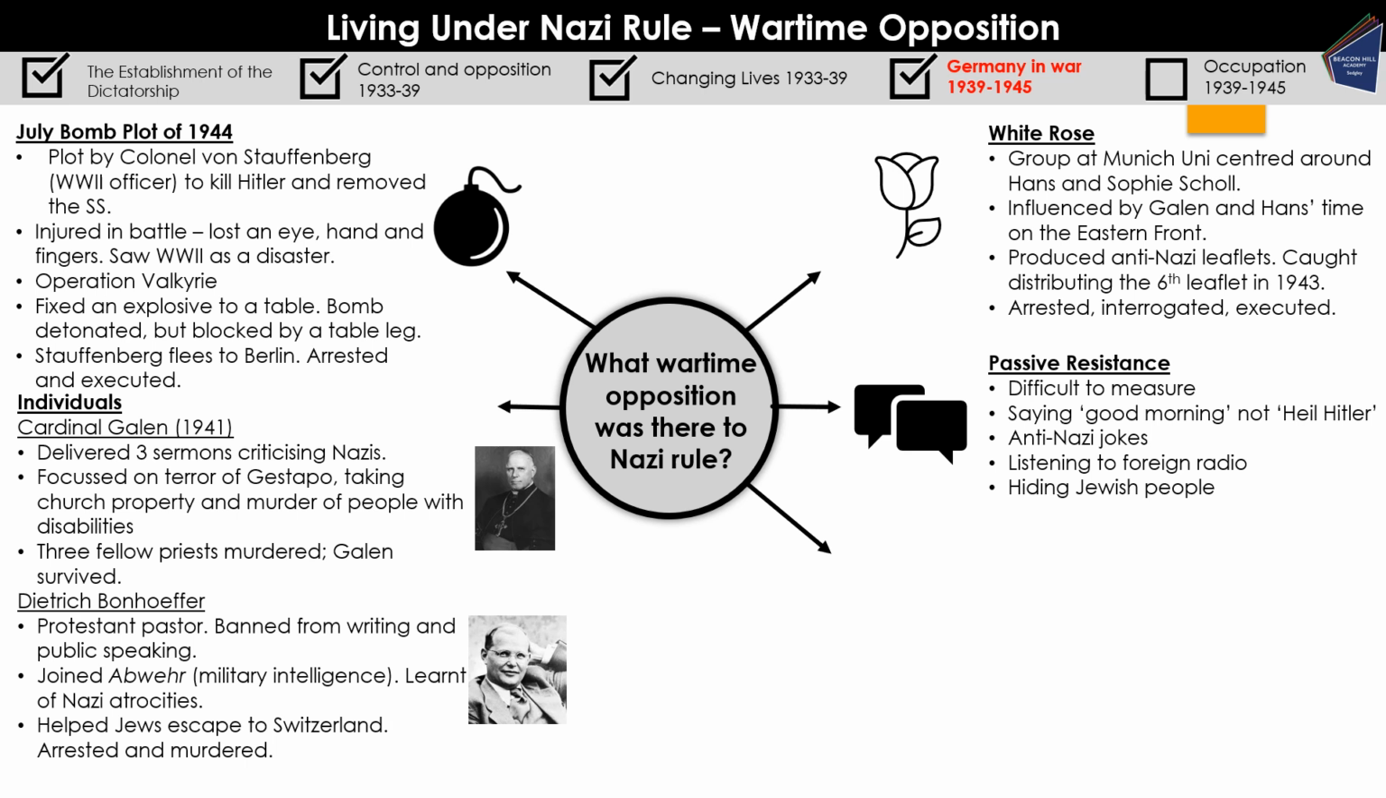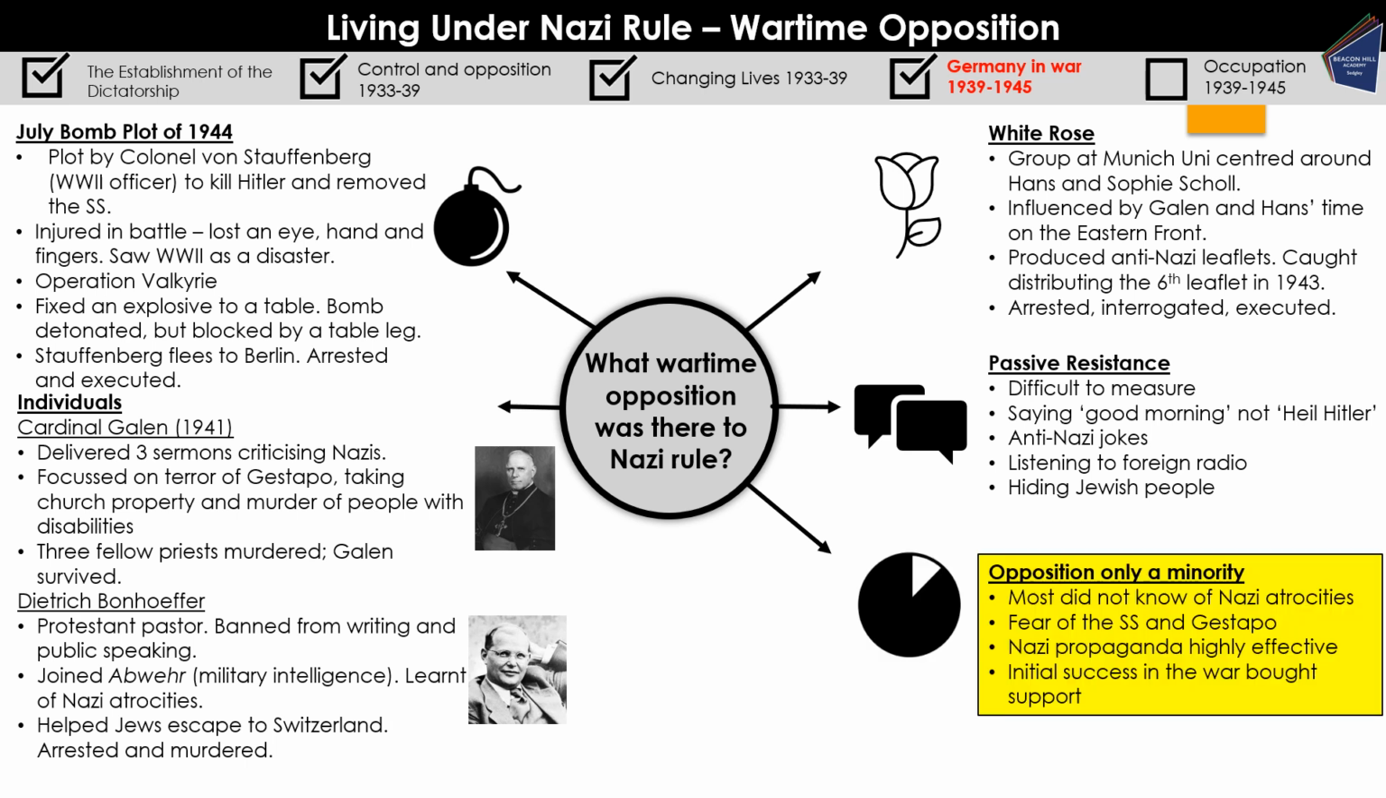So these are all peaceful methods. These are all methods that perhaps people would get away with more easily, but still a huge risk for people. And this increases during wartime, especially after 1942, when the war starts to turn for Germany and starts to get much worse.